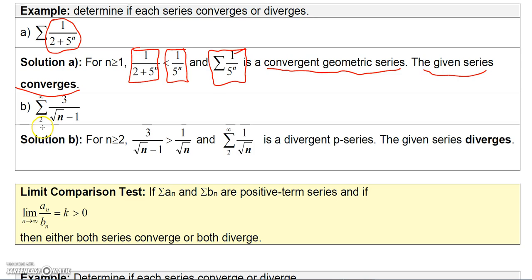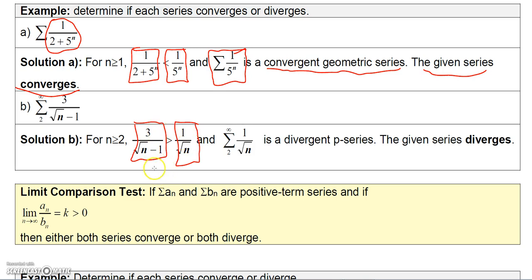Okay, so now let's look at this series, 3 over square root of n minus 1. Now, I'm only going from 2 to infinity, and the reason I'm doing that here is because it wouldn't make sense to start at 1, because then you would have 0 in the denominator. So let's go from 2 to infinity. Okay, so if n is greater than or equal to 2, then we can actually show that 3 over the square root of n minus 1 is greater than 1 over the square root of n.